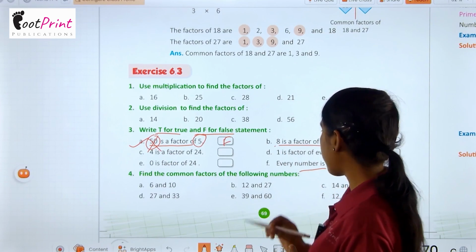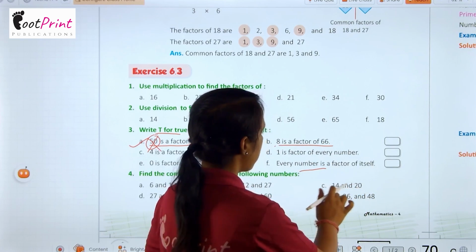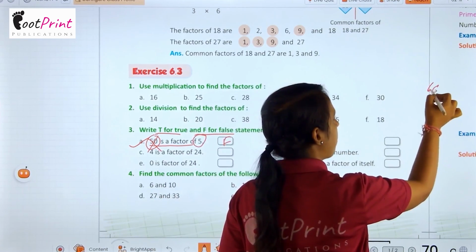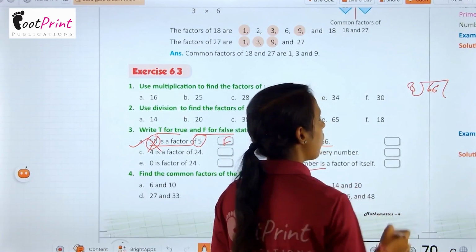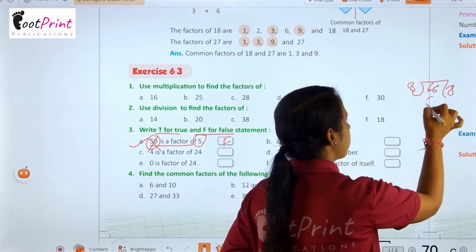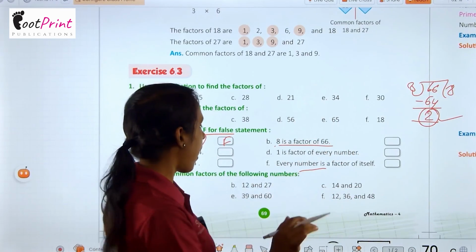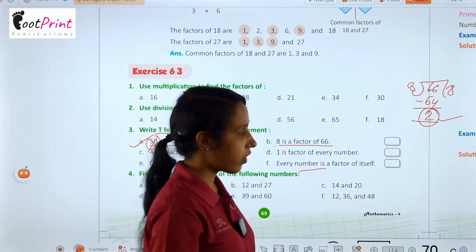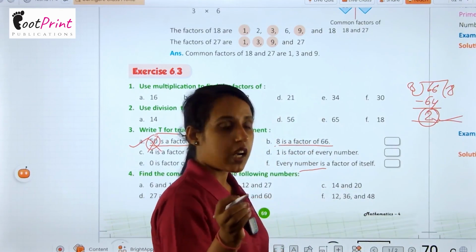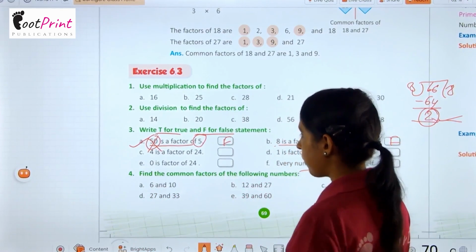Now 8 is a factor of 66. For checking this we have to divide 66 by 8. So we can write 8 8s are 64. It is leaving 2 as remainder. You can say that 8 is not a factor of 66 because it is leaving a remainder. It means we have to write false here.